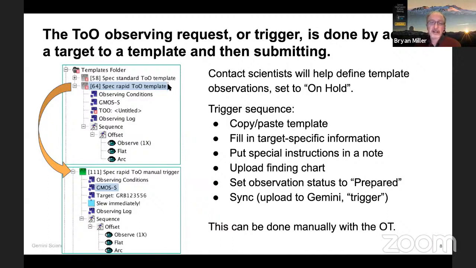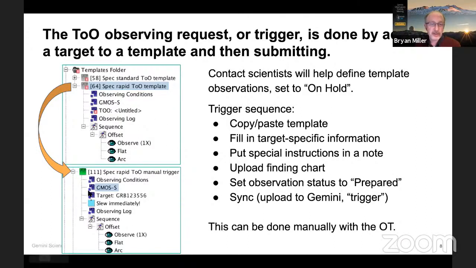Then once you have a target that you want to trigger on, the sequence of operations is to copy and paste this template to make a new observation, and fill in the target-specific information: of course, the coordinates, position angle, look for a guide star, that sort of thing. Put any special instructions in notes, upload finding charts. You set the observation to phase 2 status called prepared, and you sync that with our database, and that causes a bunch of actions to occur in our database. That is the trigger itself.